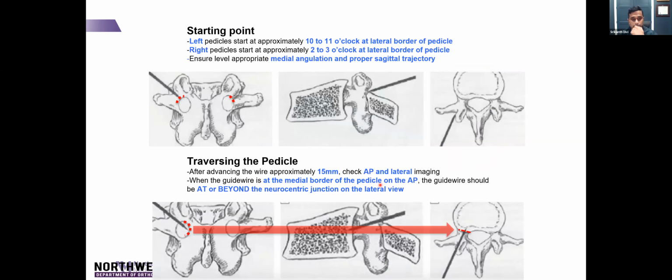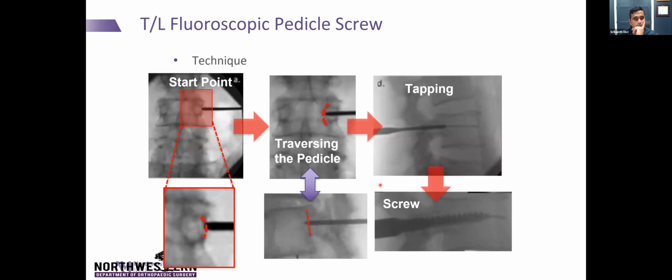So starting points, I think we'll skip to this one. This provides more information. So I usually start mid or kind of around the 2 o'clock area for the starting point of the Jamshidi. Once you are comfortable with your starting point, you traverse the pedicle. You want to go up to 15 millimeters, not more than 20.